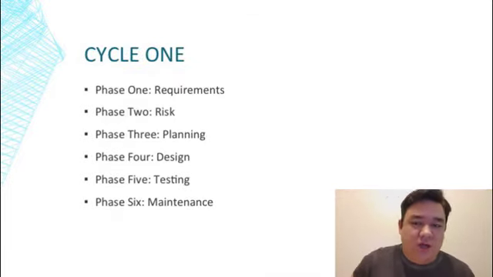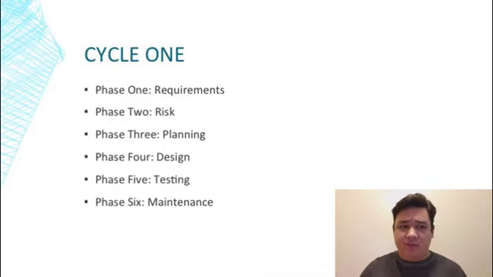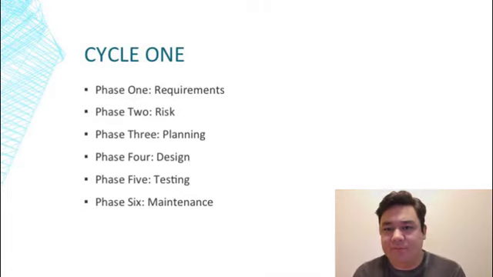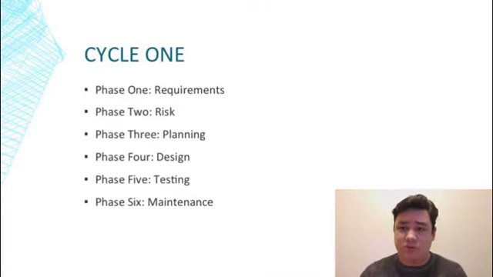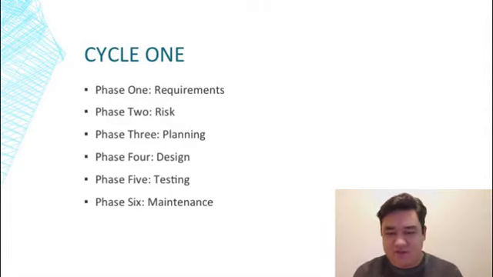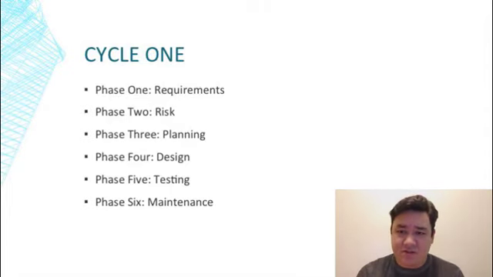The first cycle, along with the second cycle, they both have the same phases, but to a certain extent, there are different things that are going to be applied within it. With the first cycle, the first phase is the requirements, in which you'll go over any sort of requirements that are given to be applied to whatever product you're releasing, hardware, software, anything like that. The second phase is risk.